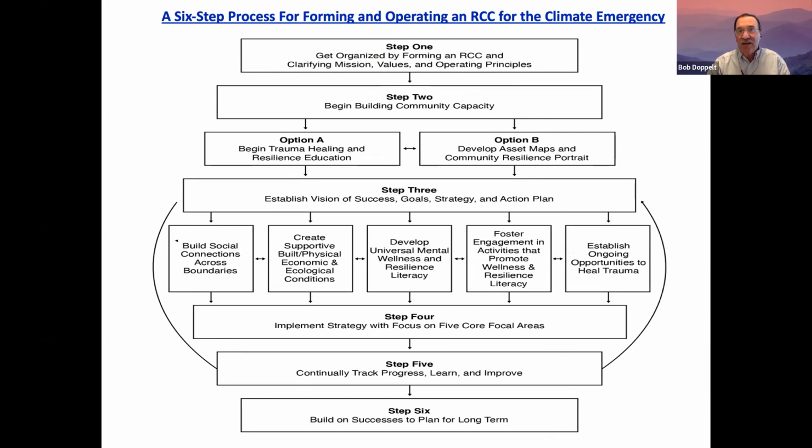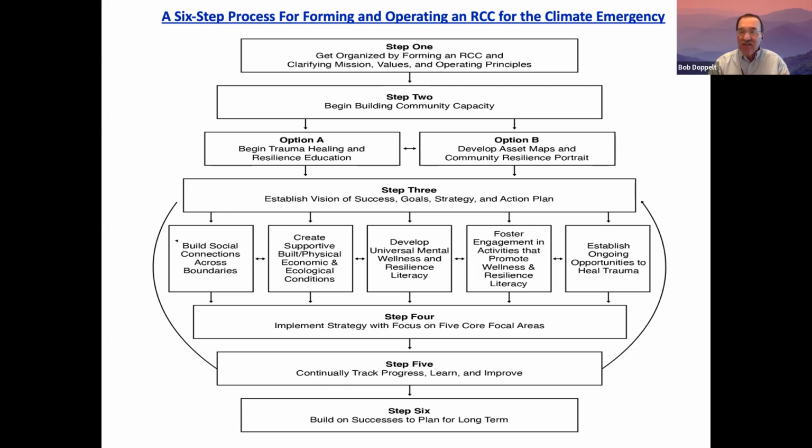We developed a 6 steps process for forming and operating a resilience coordinating coalition for the climate emergency. And we're now going to be following that for the rest of the 6 weeks. Last week, we talked about step 1, organizing an RCC. This week, we're going to talk about how you begin to engage community members in building their capacity for mental wellness and resilience. And one option is to begin with trauma healing and resilience education. That's what Matt is going to talk about.